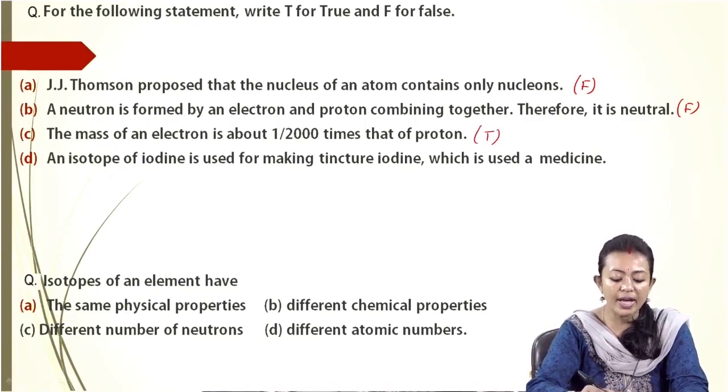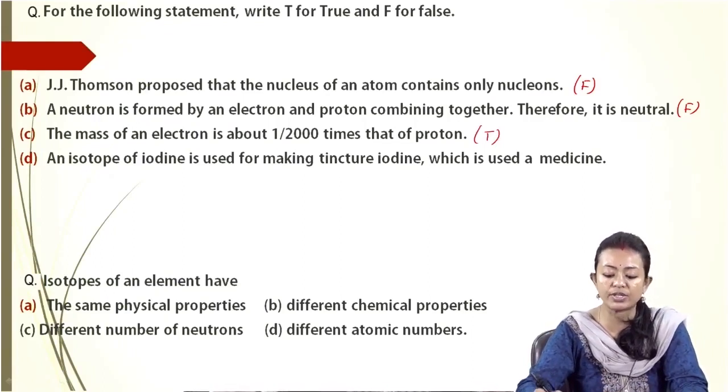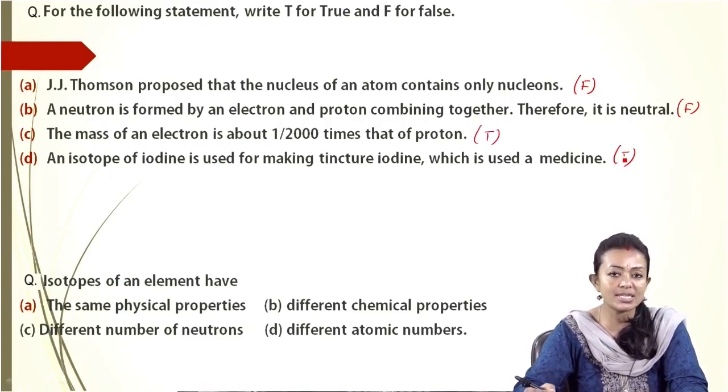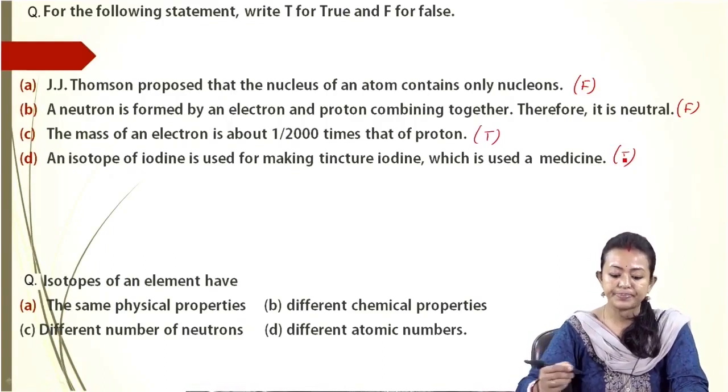An isotope of iodine is used for making tincture of iodine, which is used as a medicine. Very true. It is used as a medicine because it has got medicinal value. It accelerates the level of healing.